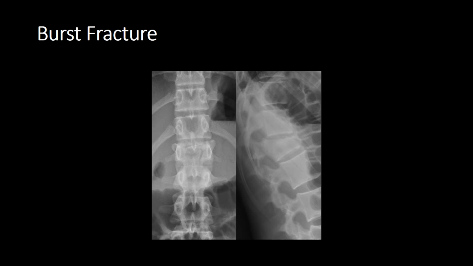So on our AP view, let's go around the cortices of all our vertebral bodies. And we can see that L1 vertebral body is compressed in comparison to the appearances of T12 and L2. So we have a reduction of the intervertebral height. So therefore this is an anterior column injury.